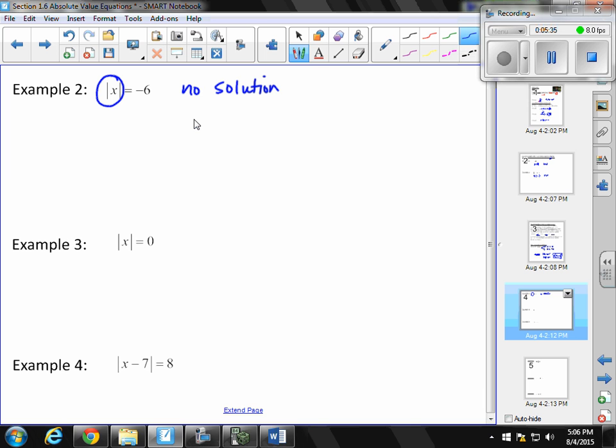Can the absolute value of x ever be equal to 0? Is the distance between x and 0 ever equal to 0? And the answer is yes, but only when x is equal to 0. So those are two kind of special cases.